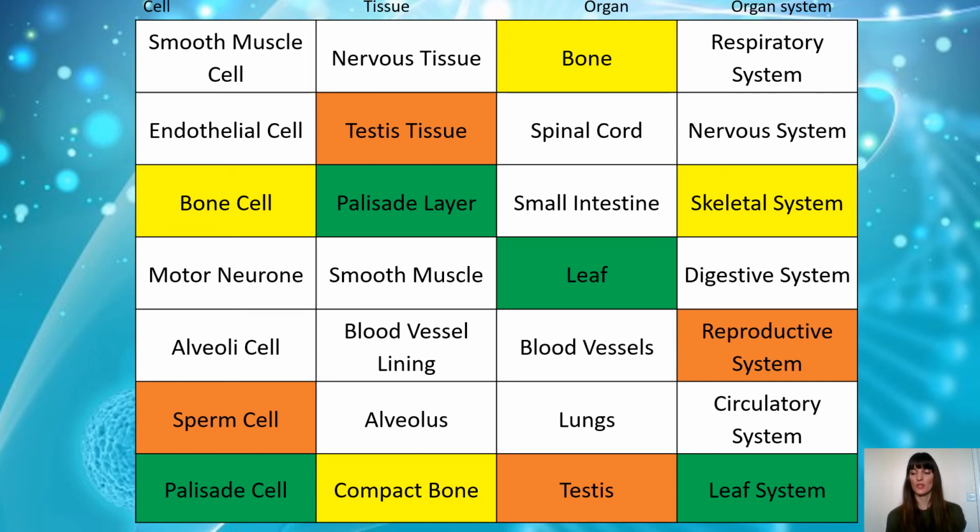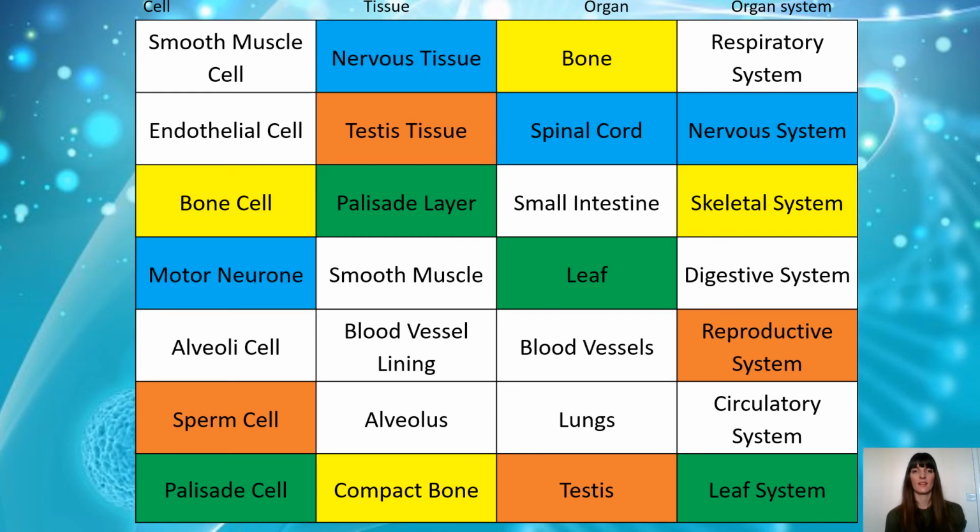The next one I want you to do is the motor neuron. Okay, so the motor neuron makes up nervous tissue that's part of the spinal cord, which makes the nervous system. And the next one you're going to do is the alveoli cell. So the alveoli cell is part of alveolus tissue, which is in the lungs, that's part of the respiratory system.